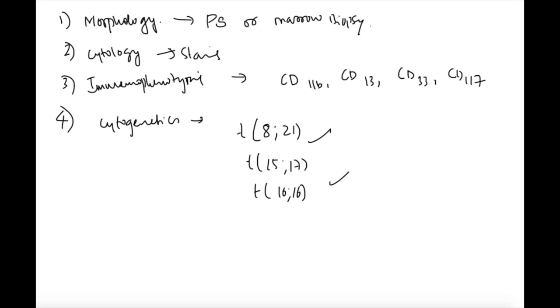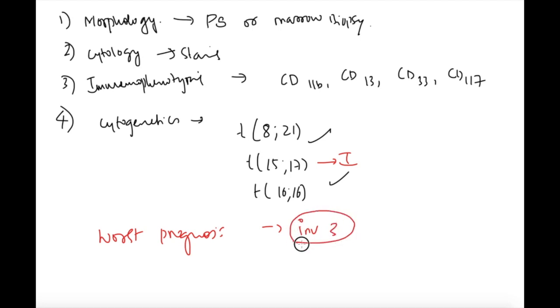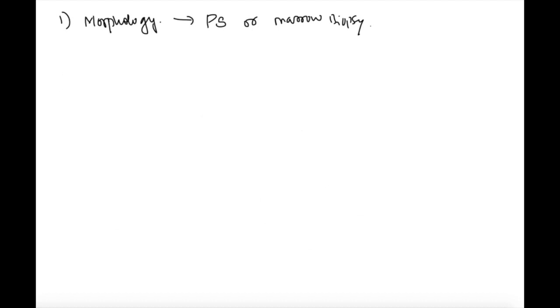One important thing that I forgot to mention here is the one with the worst prognosis. We said good, and intermediate. Now we'll talk about something called the worst prognosis. That is inversion 3. Remember this, inversion 3 is having the worst prognosis. Now, let's go into the treatment part. Let us study the treatment.